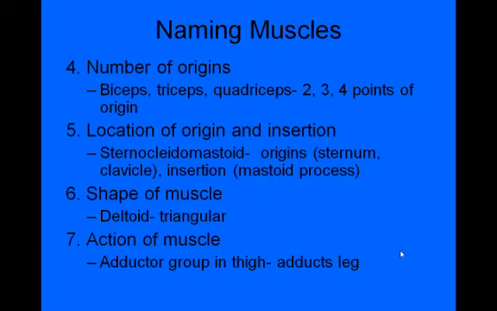Now, we can also name them by the shape of the muscle. Deltoids are triangular, and trapezius looks like a trapezoid. We can also name them by the action. Adductor group in the thigh adducts legs. You have flexors, extensors, all kinds of muscles.